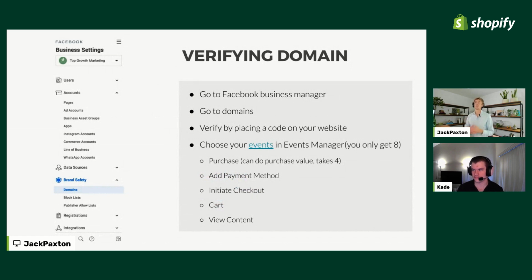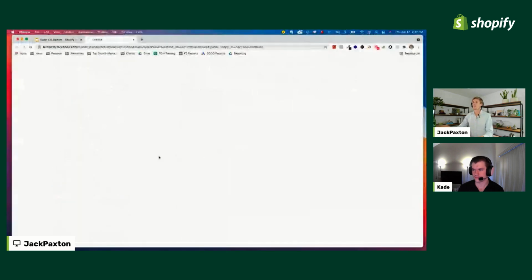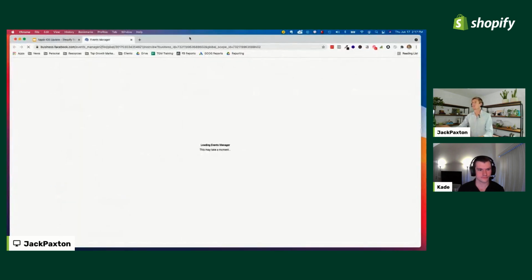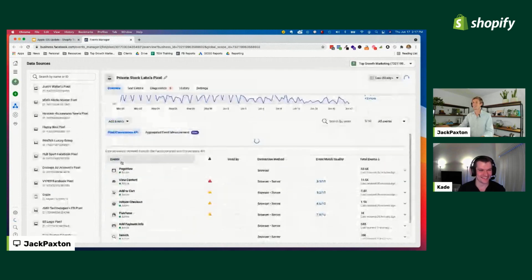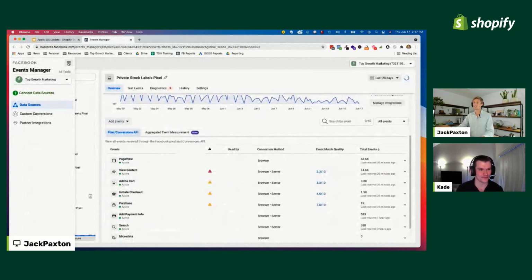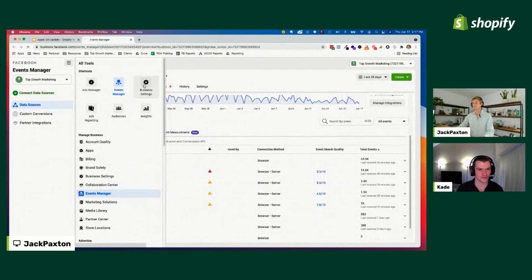So it's really important to go into your business manager, come down to brand safety, go to domains, and then it's going to ask you to verify your domain. One thing you can do is paste a code into your website header, or you can use CNAME or a bunch of different strategies. I'll see if I can go in and give you a quick look at how to do this. We're going off script here, so this could go extremely wrong. But when you come into here, you're going to want to go to your business manager.